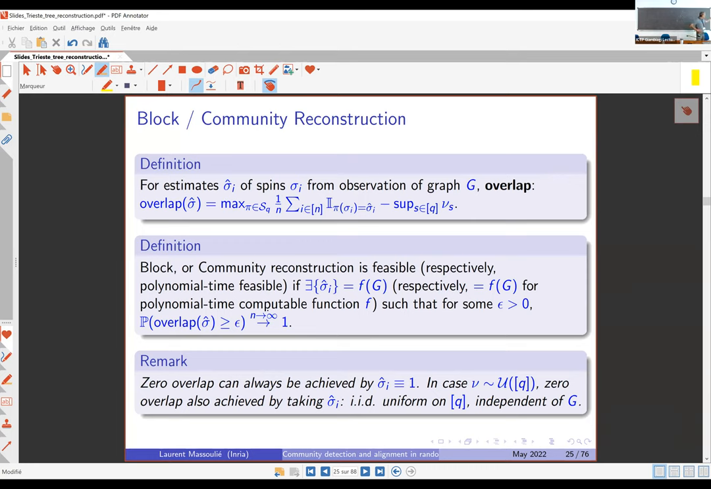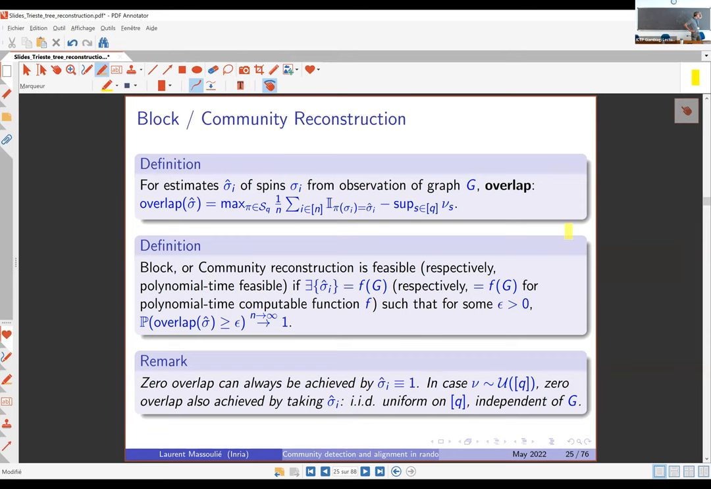And there's one more thing in this definition. The names of the blocks or of the spins have absolutely no meaning in that model, so we need to take care of this indeterminacy. We cannot hope to estimate properly the names of the blocks. So we maximize over permutations of the spin names our measure of the fraction of correctly predicted spins. That's the maximum over permutations pi in the symmetric group of Q elements, and I count success if pi of sigma i equals sigma hat i. Okay, so that's overlap.